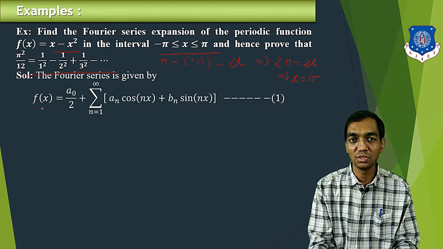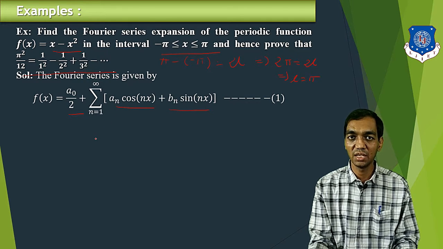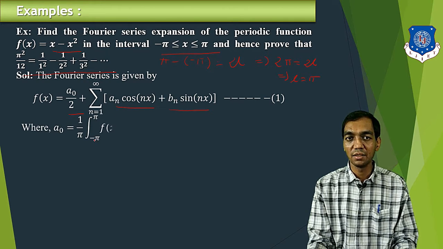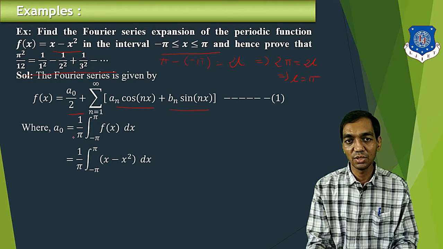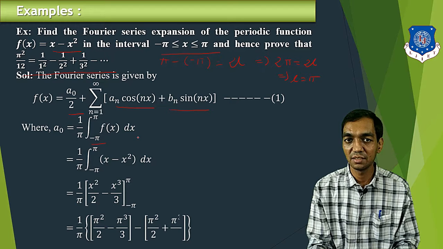So your series is reducing to the form a0 by 2 plus sigma n running from 1 to infinity an cos nx plus bn sin nx. Now a0 is nothing but 1 upon pi integration from minus pi to plus pi f(x) dx, correct?